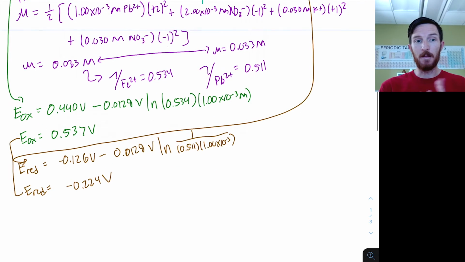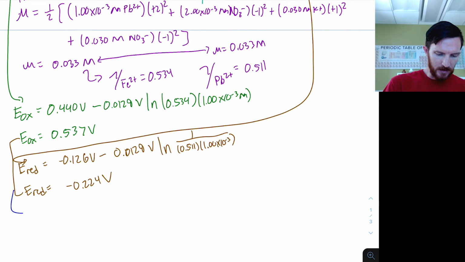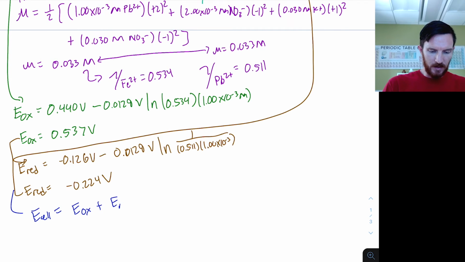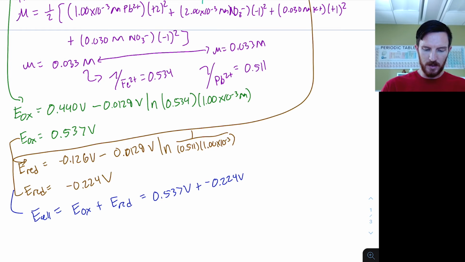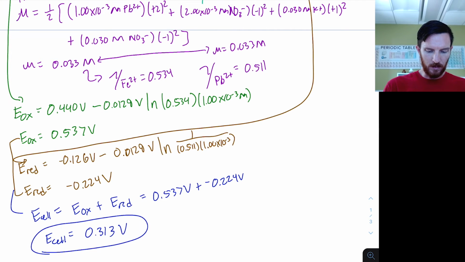Now we can combine both of those. Our overall cell potential is equal to our oxidation potential plus our reduction potential. We get 0.537 volts for our oxidation potential and negative 0.224 volts for our reduction potential, and that gives us an overall cell potential of 0.313 volts.